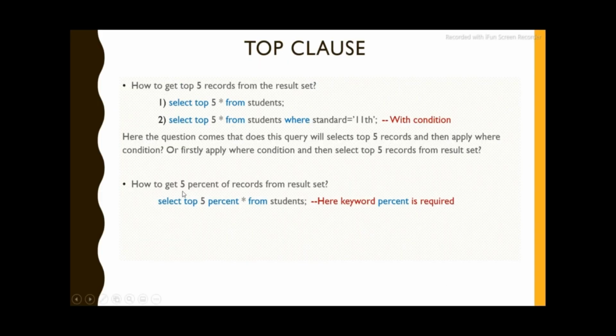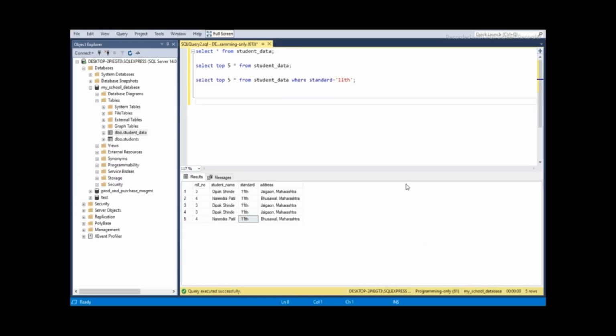So let's see how to get 5% of records from the result set. The query can be SELECT TOP 5 PERCENT * FROM students. Here the keyword PERCENT is required. Let's try this practically in our management studio. SELECT TOP 5 PERCENT * FROM student data. You can see the query is executed successfully and the 5% is only one record because there are 20 records and 5% of 20 records is one record only.